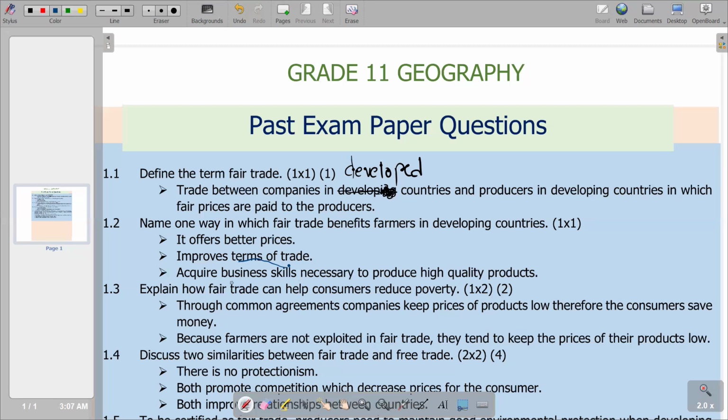The last point is that, as a benefit, they acquire business skills necessary to produce high quality products. We're talking about trading, and that is there in fair trade. So from that trade, the producers in developing countries are going to acquire skills to produce high quality products. So moving on to the next question.